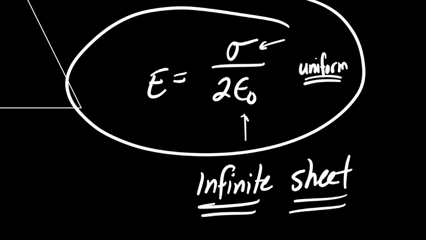It's like being close to the surface of the Earth. The gravitational field near the surface of the Earth is uniform. It has the same acceleration no matter where you are. We're saying near a large sheet of charge, the electric field is uniform. It stays the same no matter how far away from this sheet you are. There's a uniform electric field.